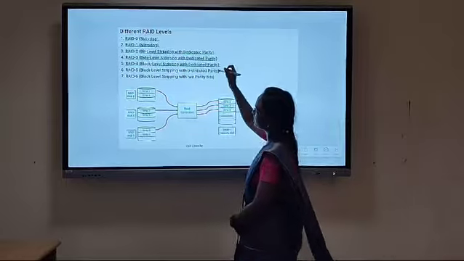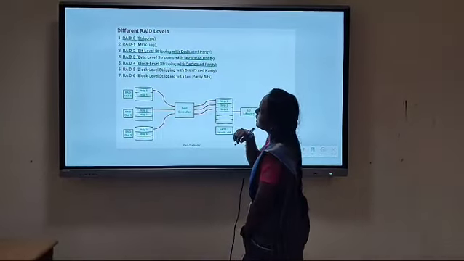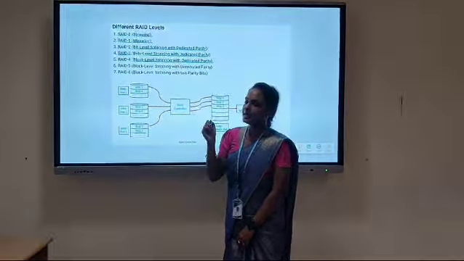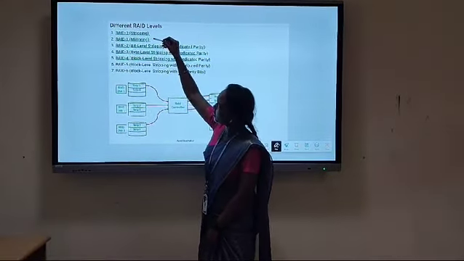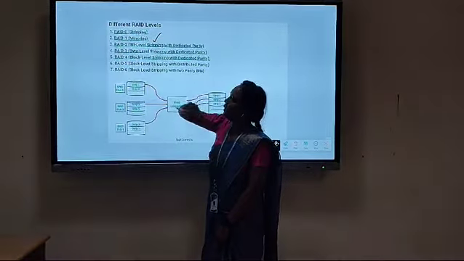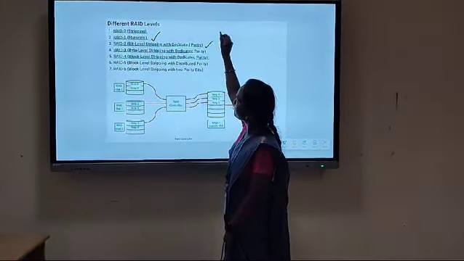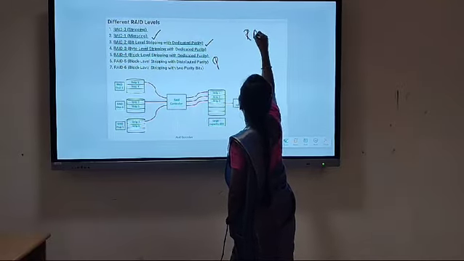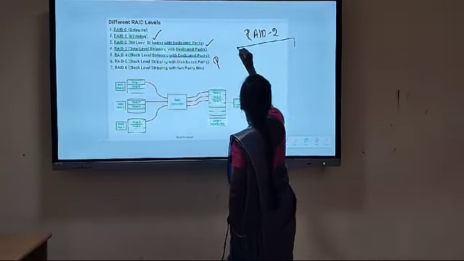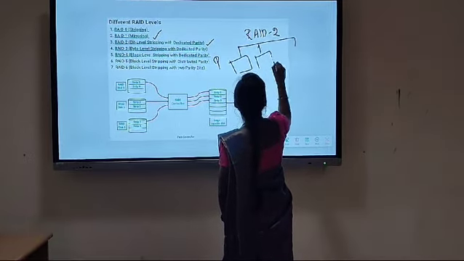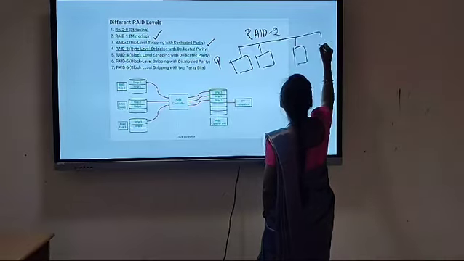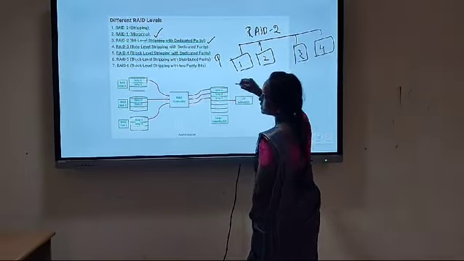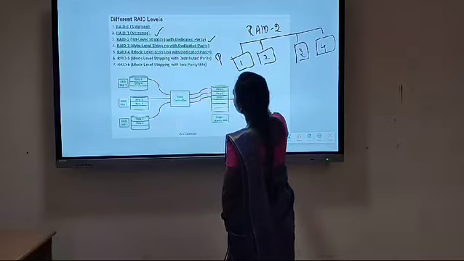Then we see RAID level 2. It is bit level striping. RAID level 1 is the easiest one, and we can implement it in the easiest manner, but we can't modify the data in RAID level 1. In RAID level 2, we use parity, denoted as P. There are a number of strips: 1, 2, 3 and 4. These are the data inserted inside the RAID.